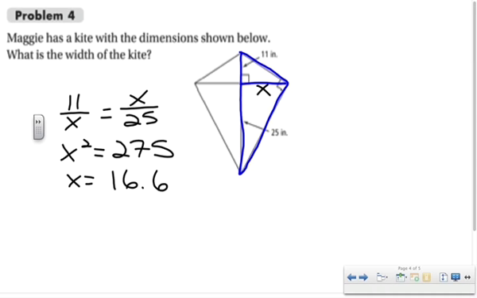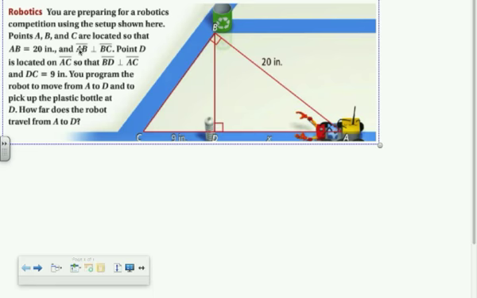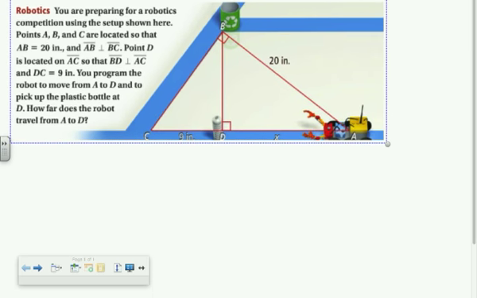Right, you can use the context. In the context of this problem, a radical answer really doesn't make a whole lot of sense. Right. Okay? So, am I done with this problem? Have I answered the question? No. What do I need to do to find the width of the kite? Double it, yes. Okay, so the width equals 33.2 inches.